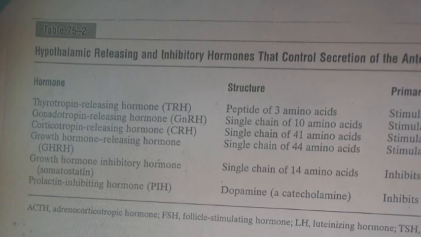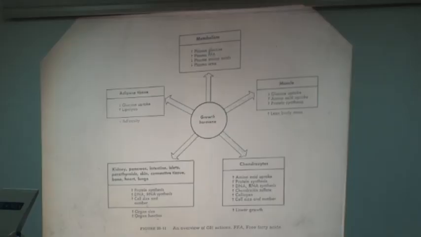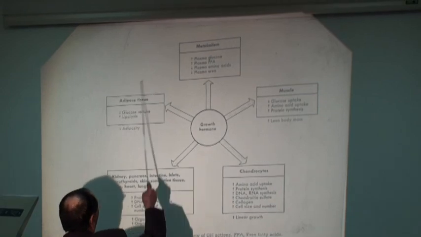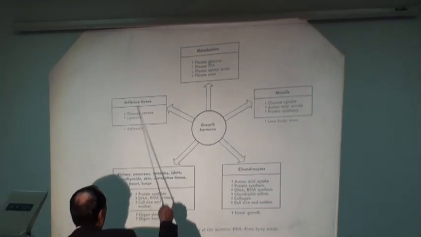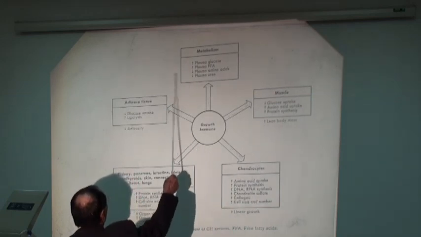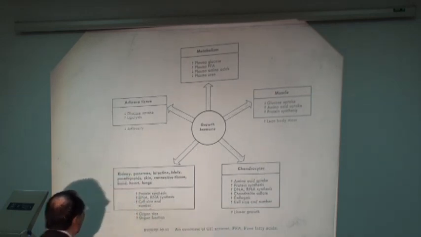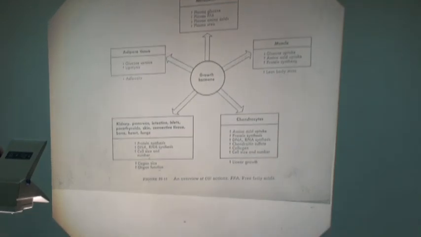Then these are the hypothalamic hormones. These hormones influence the secretion of the anterior pituitary hormones. We'll talk about growth hormone first, because growth hormone has all the cells in the body as target tissues.